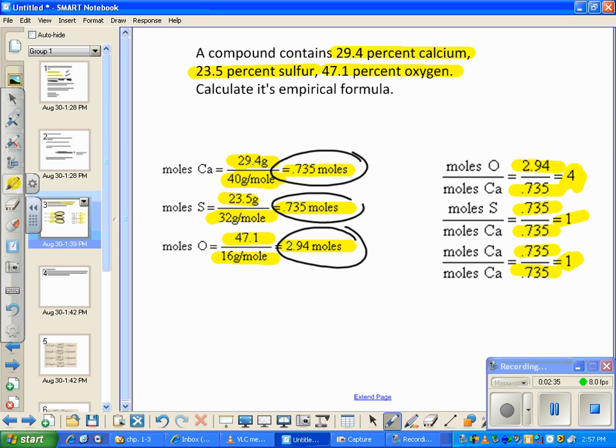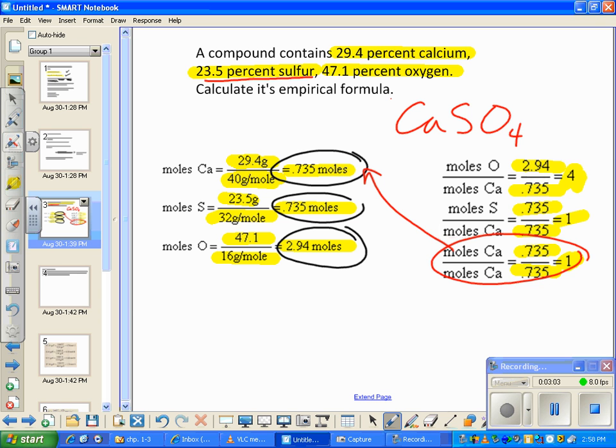In the end, you always want to list the elements in the formula in the order that the elements are given. In this case, calcium comes first. That means I have Ca, subscript 1, based on my calculations, which should be right up here when I divide by the value. The next one is sulfur. Sulfur is 0.735 divided by 0.735. That's going to be 1, so I put an S. And then finally, 4 oxygens: calcium sulfate. I found the empirical formula.